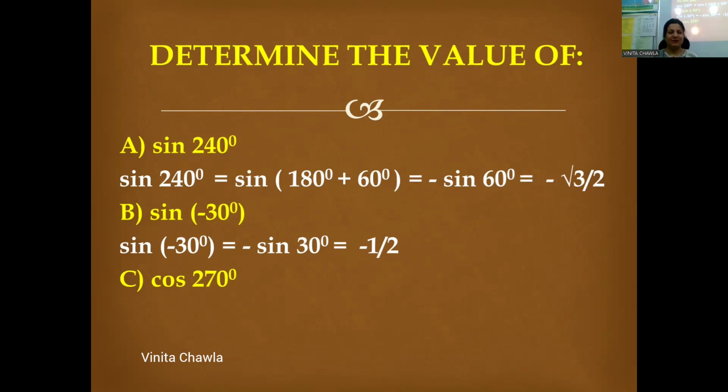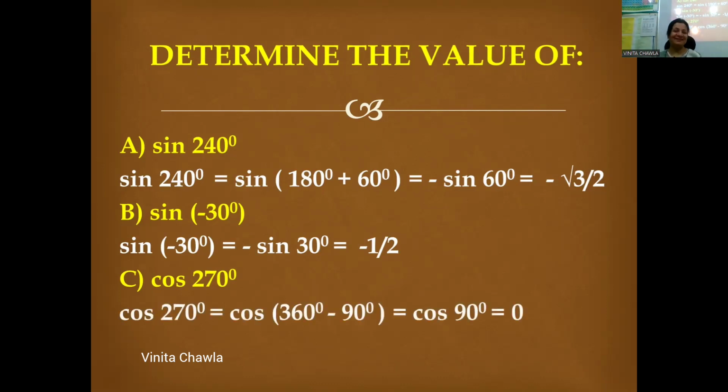It's 180 plus 90. It goes to the third quadrant. Cos 90 degrees is 0. Or we can write 360 minus 90. Cos 90 degrees is 0. Answer is 0. Have you written all three? Yes. Should I move to the next slide?